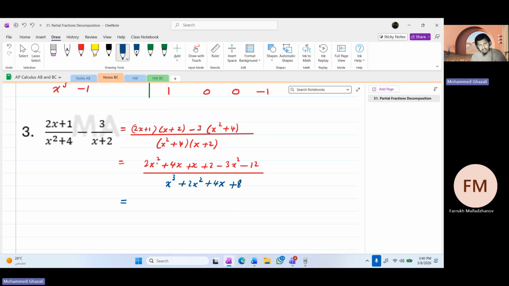Now let's try to simplify the top. We have 2x squared minus 3x squared, which is negative x squared. And then we have 4x plus x, which is 5x. And then we are left with 2 minus 12, which is negative 10, all over the denominator.